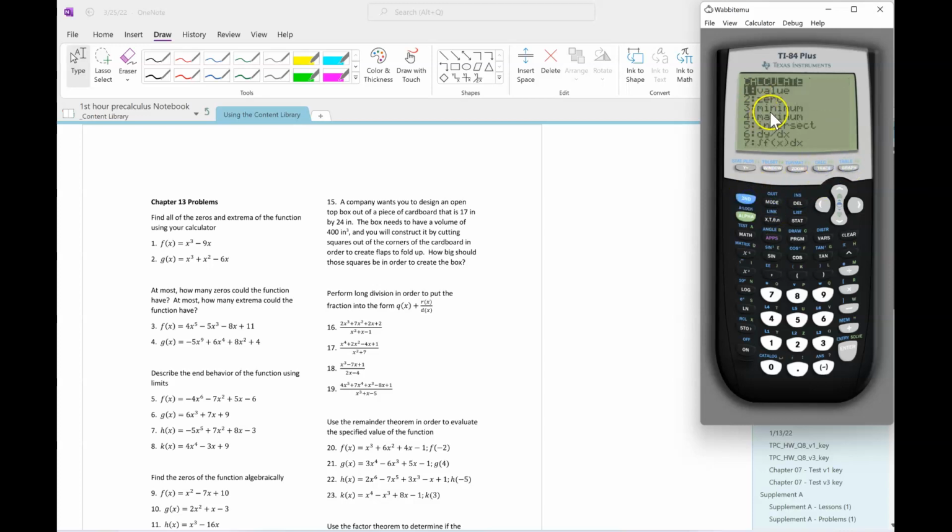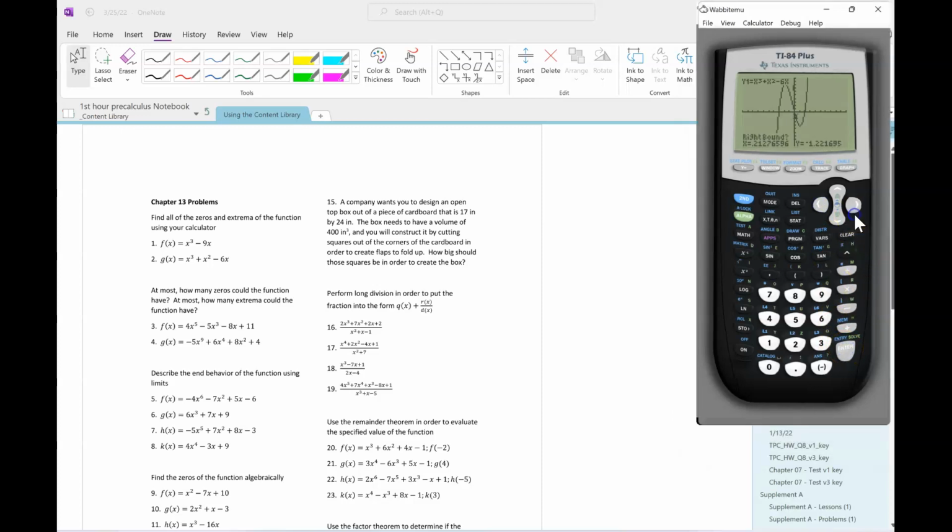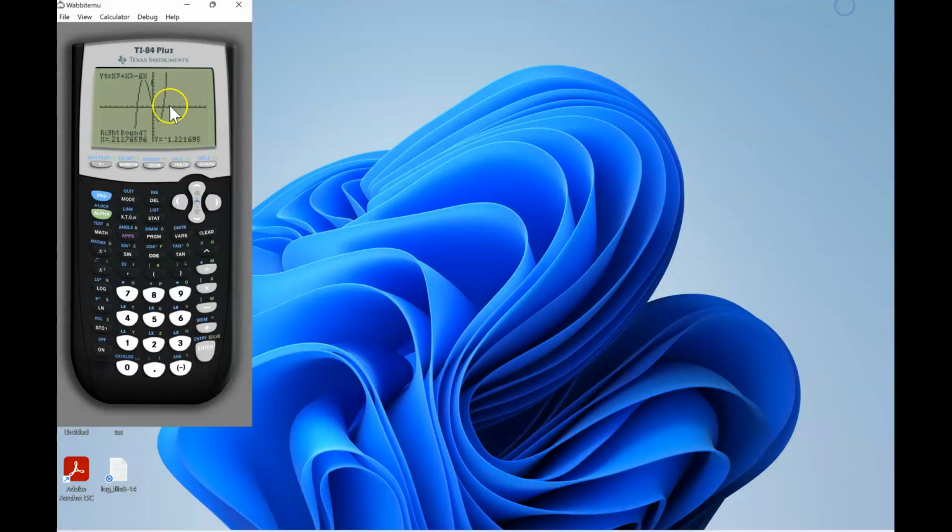Okay, do the minimum next. So it's the exact same command. We just go second trace, pick the minimum. It's going to ask me the same 3 questions. I do things the same way. So start by moving my cursor so that it's on the left side of the minimum. Anywhere on the left is pretty much okay. And then go to the right side of my minimum. That looks fine. Guess, just press enter. And there's my minimum, so 1.119634, comma, negative 4.060673.